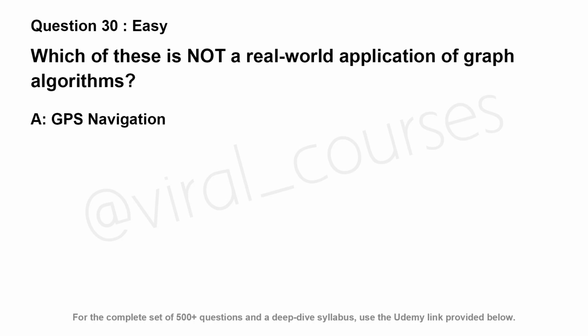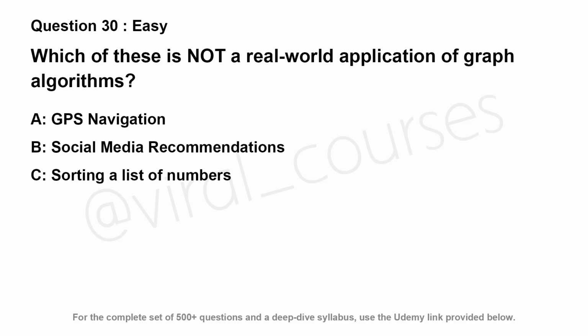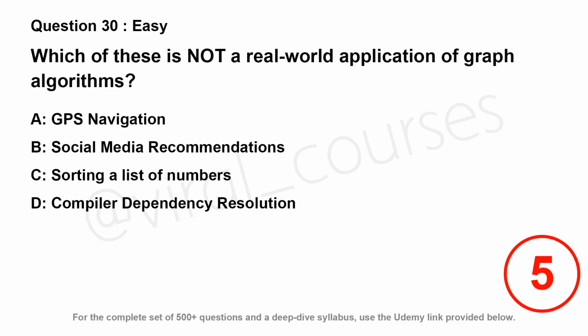Which of these is not a real-world application of graph algorithms? Option A, GPS navigation. Option B, social media recommendations. Option C, sorting a list of numbers. Option D, compiler dependency resolution.